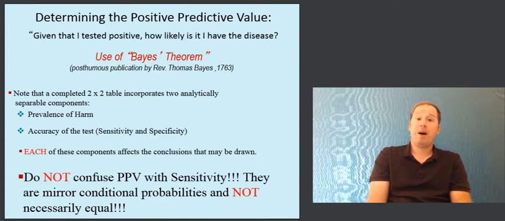Now, one thing to keep in mind here, people sometimes make this mistake. The PPV is not sensitivity. These are what are called mirror conditional probabilities, and they are not necessarily the same thing. Remember, the PPV asks, given that I tested positive, how likely is it I have the disease? The sensitivity says, given that I have the disease, how likely is it that I tested positive? So we're interested in the PPV again because we are only able as humans to know the test results. We don't know in advance whether or not the person has the disease.